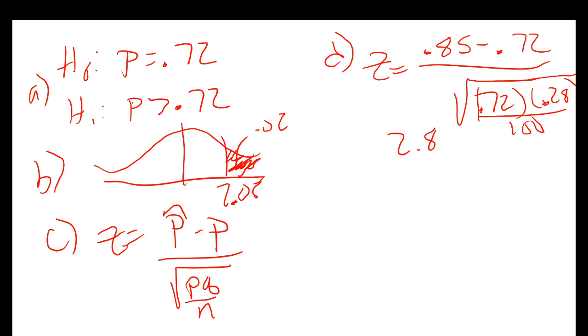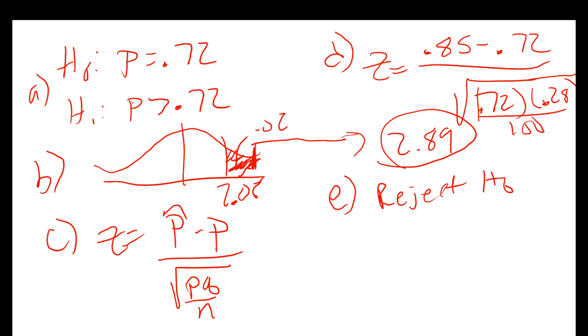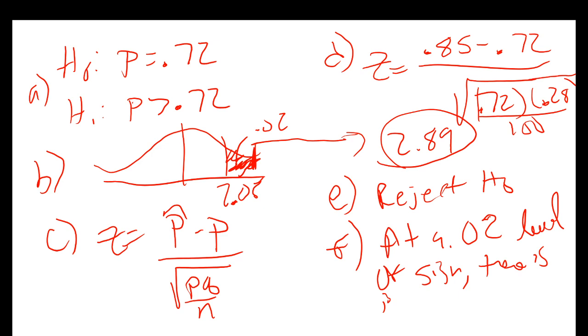Now, 2.89 is in the shaded area. All right. So you will reject H0. Part F, at a 0.02 level of significance, there is sufficient evidence to support the claim that p is greater than 0.72.